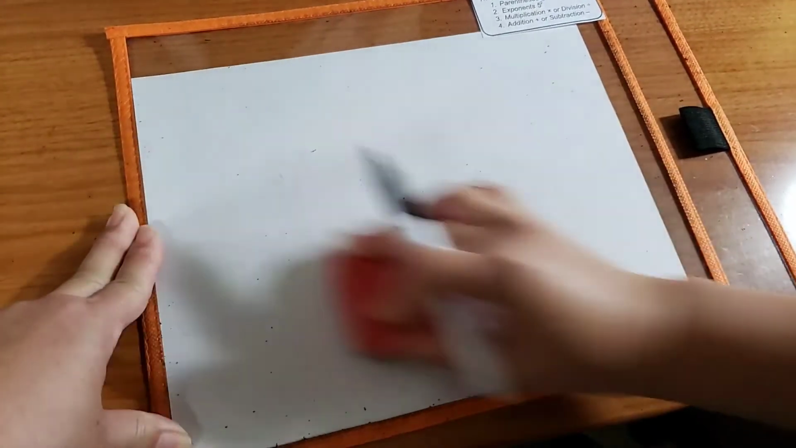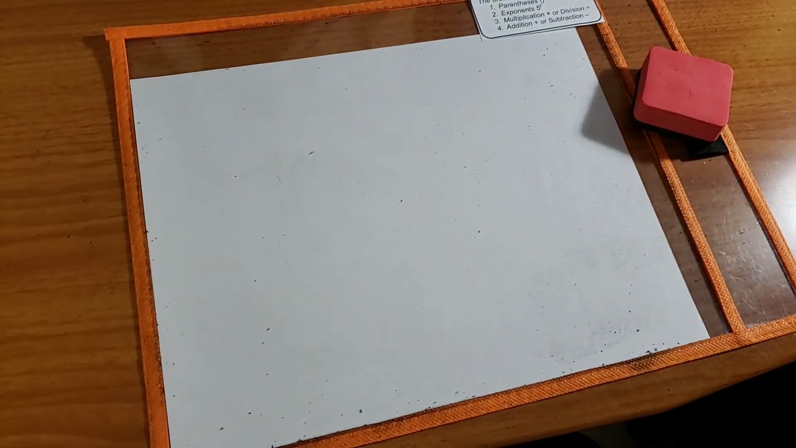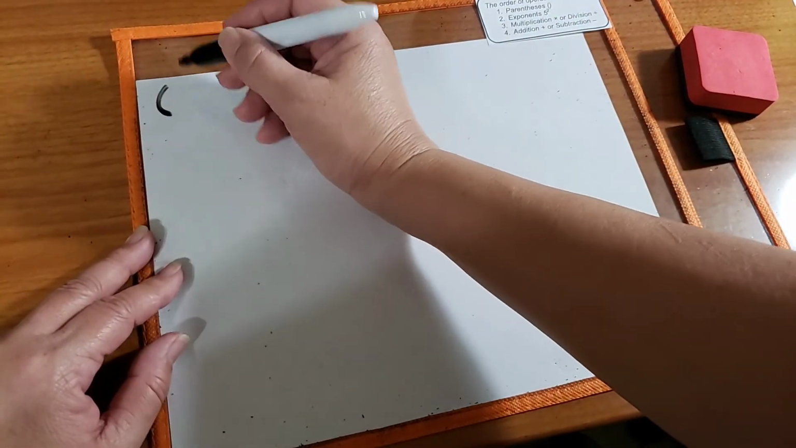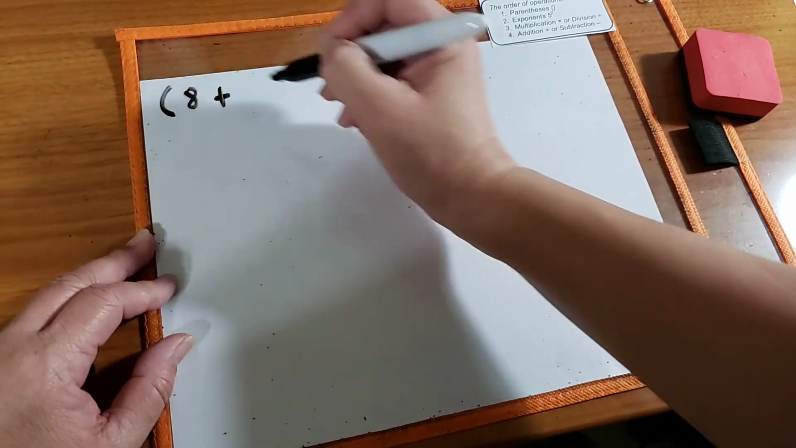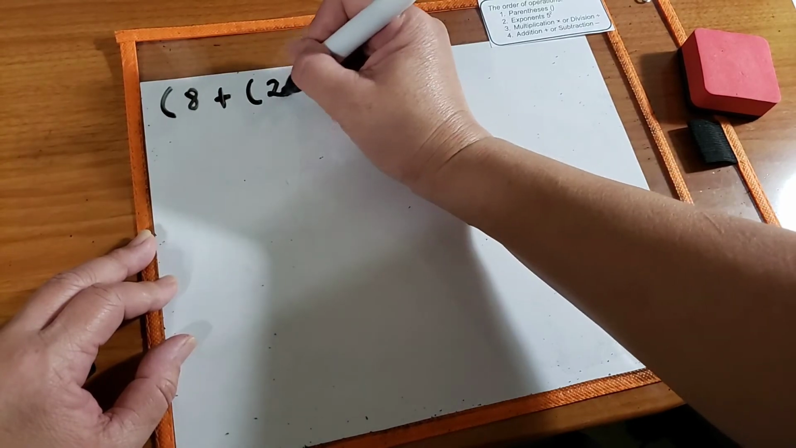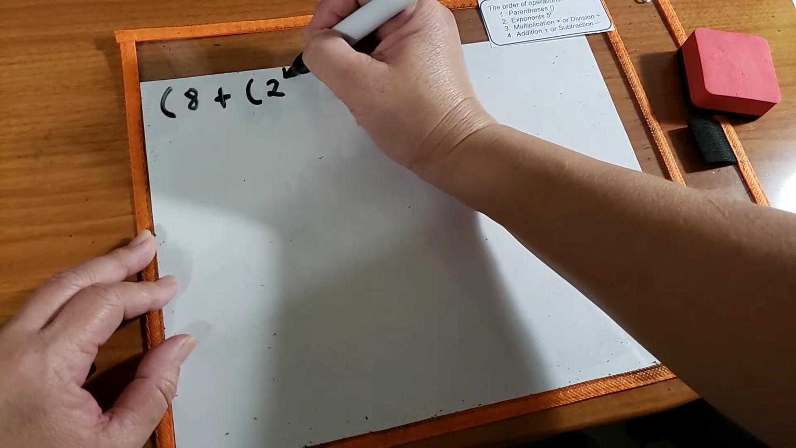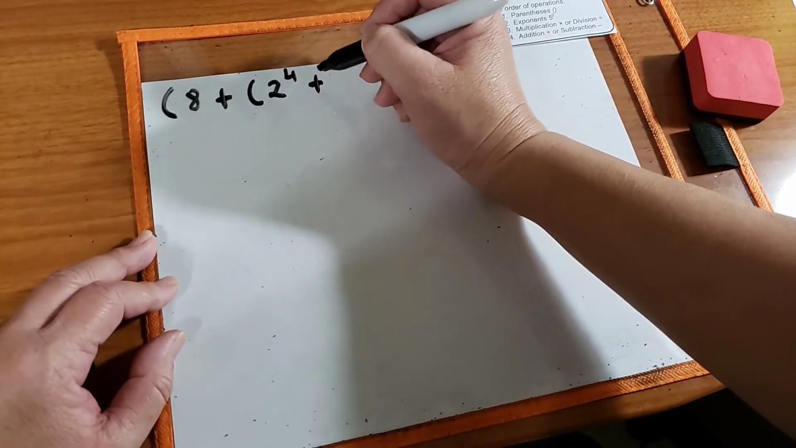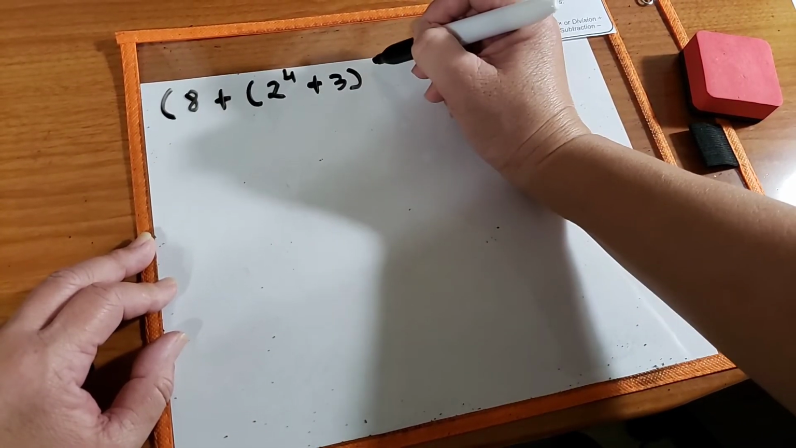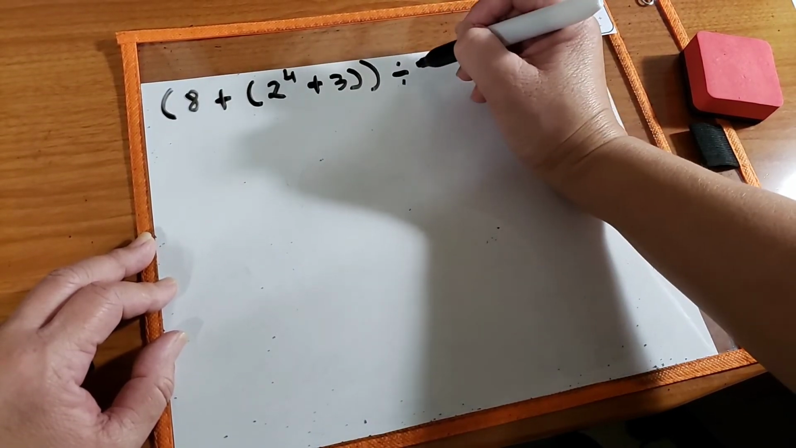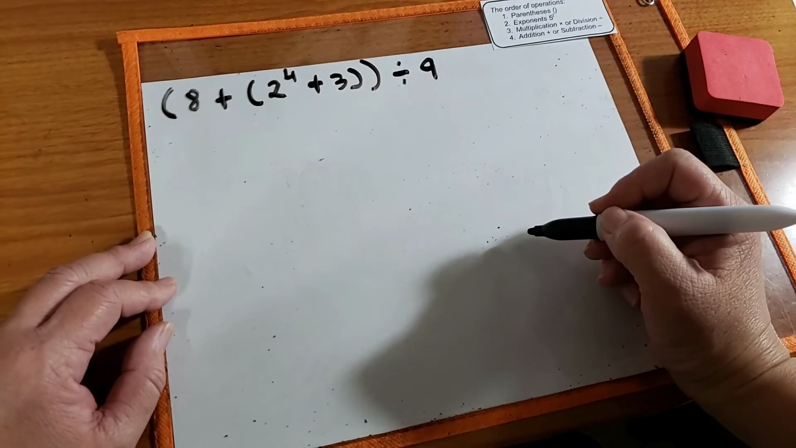And let's see, let me try this one with you. All right, let's have the big parenthesis here. I'm going to have 8 plus a parenthesis here, 2 to the 4th. That's my number 2, a little bit funny. Plus 3, closed, and the big parenthesis or bracket is the other one, divided by 9.